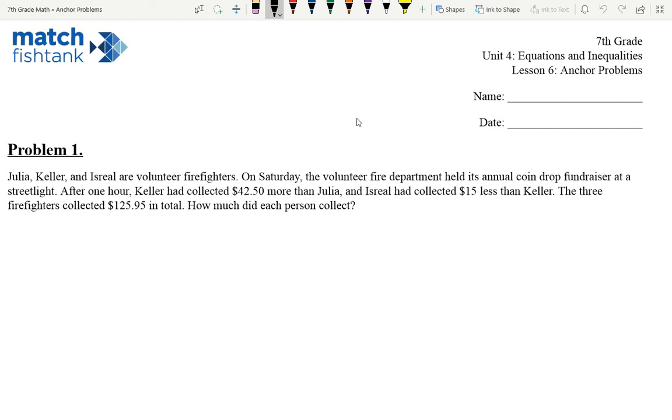Well, let's draw some pictures to help us visualize what's going on here. We have Keller with 42.50 more than Julia and Israel with 15 less than Keller. So let's start with Julia. Why start with Julia? Trust me for a second here. Do we know what Julia has? No, not really. But if I draw this bar here, or a tape diagram, that's how much Julia raised. Right there. That's Julia.